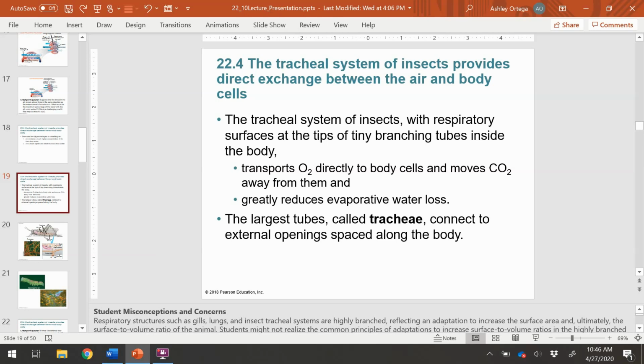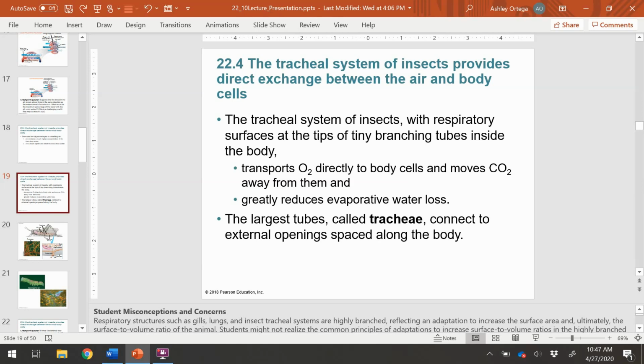And so looking at the tracheal system of insects, they have a system of branching tubes that go inside the body that exchange gas on their own without the circulatory system. And so how it does this is it transports oxygen directly to the body cell. It moves carbon dioxide away from them, and this process greatly reduces evaporative water loss, as it's occurring inside the body and not on the skin or out on projections out of the body.